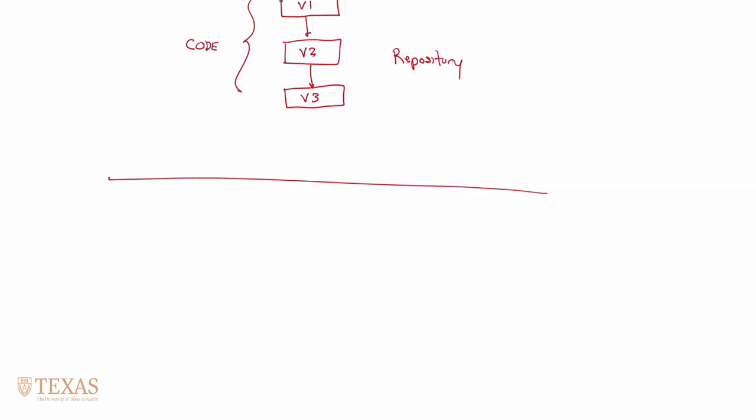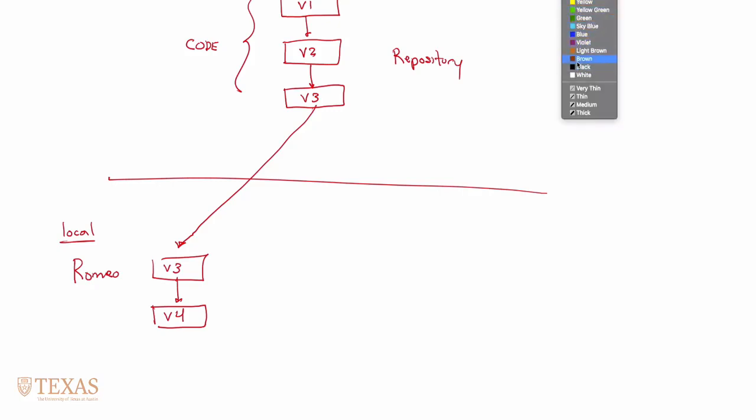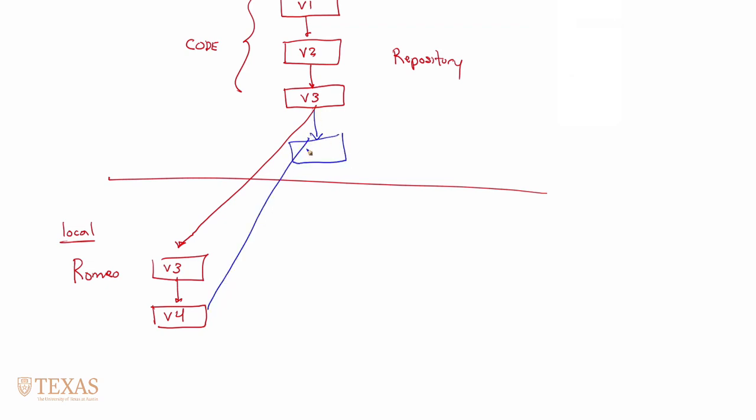It used to be that this repository would often live at a central server, away from a local user. So if we have a user, we'll call him Romeo, and he has what we'll call local, meaning on his machine. If Romeo wanted to work on this code locally, he would have to check out the latest version of the code. So he would have a copy V3, which he could make changes to, deriving a new version V4. And then if he wanted to have those changes stored, he could push that back to the central repository, where any changes he made would be stored as well.